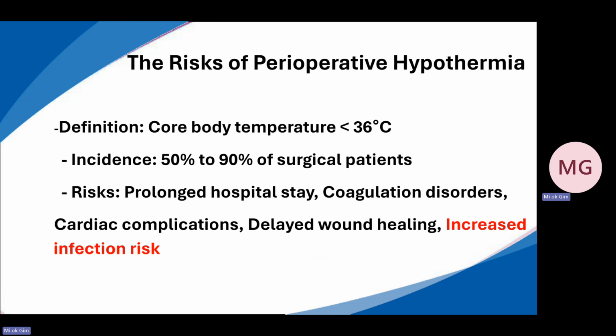So I mentioned the definition of hypothermia is a core temperature of less than 36. Among surgical patients, 50 to 90% can actually get hypothermia. Because of that, there is an increasing risk of a prolonged hospital stay, and it affects coagulation, so that bleeding is higher, cardiac issues can also arise, and delayed wound healing is also costing the NHS more money.